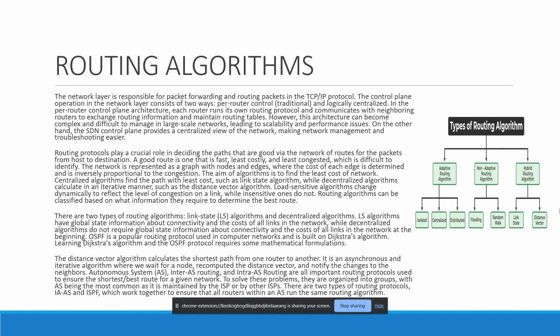In the per router control plane architecture, each router runs its own routing protocol and communicates with the nearby routers to exchange routing information and maintain the routing tables. But this architecture can become complex and difficult to manage when large scale networks are there, and that leads to scalability and performance issues. On the other hand, the SDN control plane provides a centralized view of the network, making network management and troubleshooting much easier.